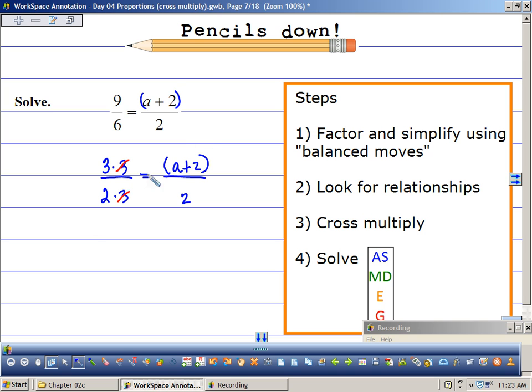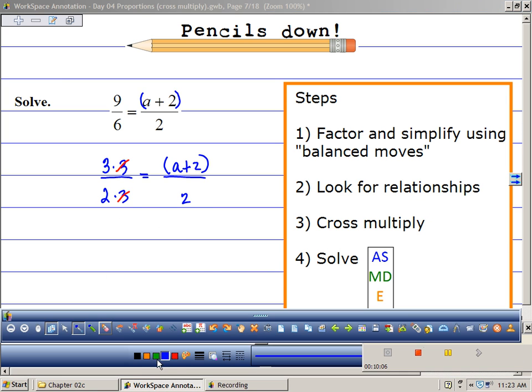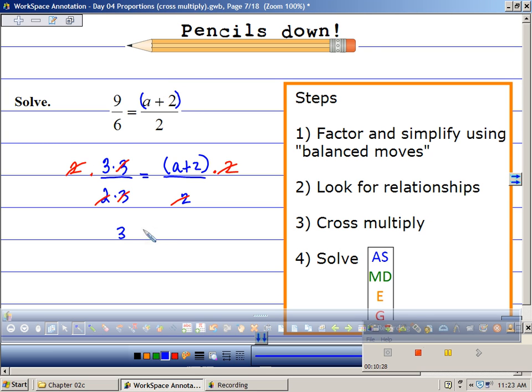You can't go diagonal because then it'll make it unequal. But isn't taking a 2 off of each side the same thing as multiplying both sides by 2? Right? Number sense. So now I'm left with, I could have cross-multiplied from the very beginning and I would have had 9 times 2 equals 6 times the quantity of a plus 2. But by using number sense, I just made my problem this. Just by factoring and canceling.